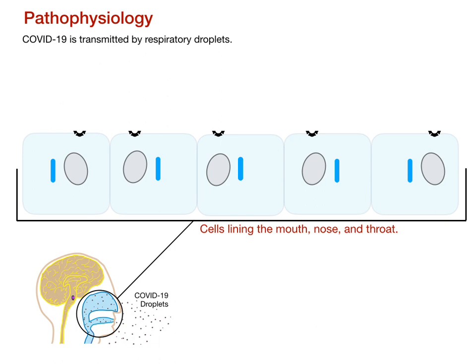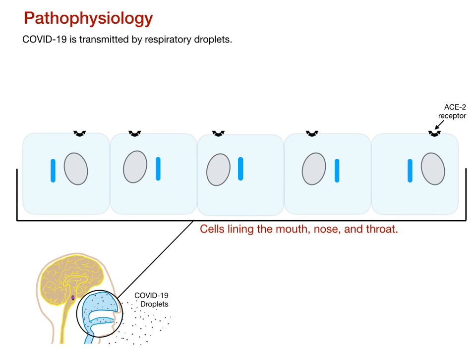So in this particular drawing, these 5 cells here represent the lining or the mucous membranes in these areas of the nose, the mouth, and the back of the throat. Okay. And on each one of our cells, we have receptor sites. And COVID-19 is drawn to the ACE2 receptor sites.